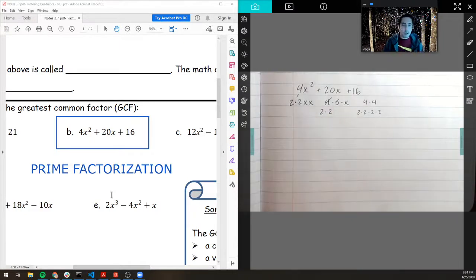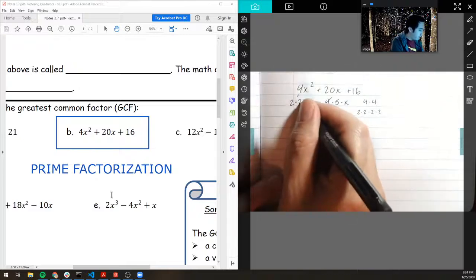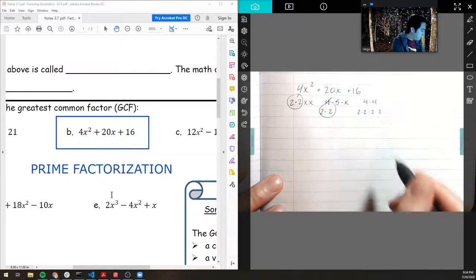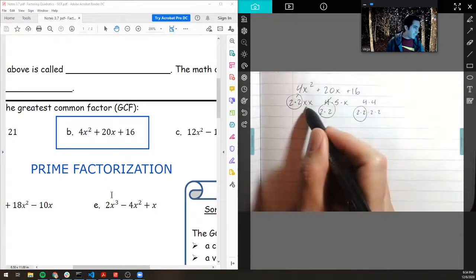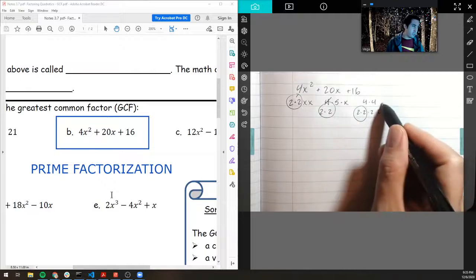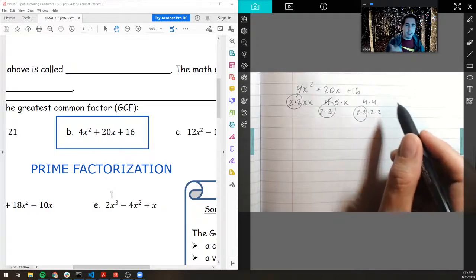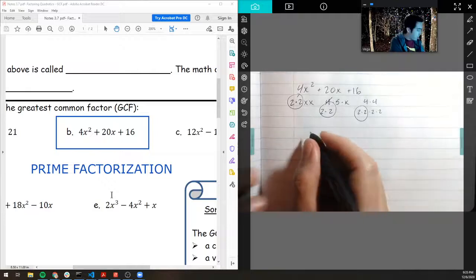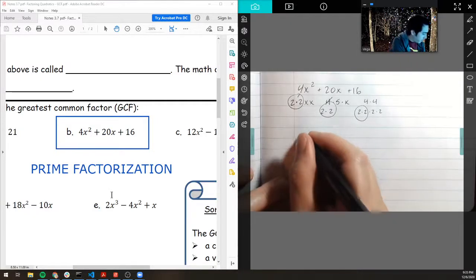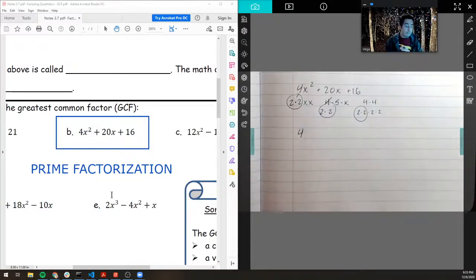So you're saying, what do they have in common? Well, this has 2 2s, and this has 2 2s, and this has 2 2s. They all have at least 2 times 2 in common. This has an x, that has an x, but there's no x here, so they don't have an x in common. All they have is the 2 times 2 in common, which is 4. They definitely all have 4.